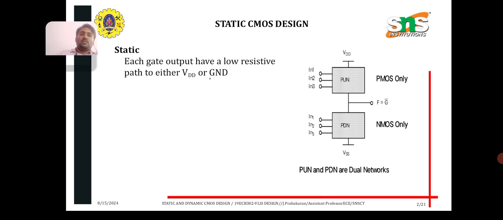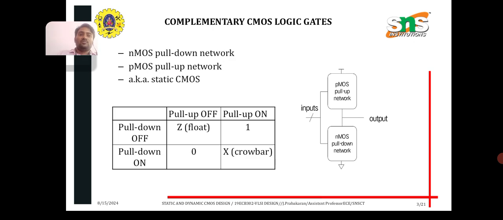Another one is no static power dissipation, because unlike a dynamic circuit, static CMOS only consumes power during transition. There is no continuous power dissipation when the circuit is in steady state. CMOS technology scales well with process advancement, allowing the creation of increasingly small and faster circuits. Already we have discussed this.